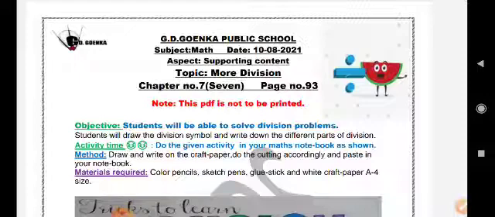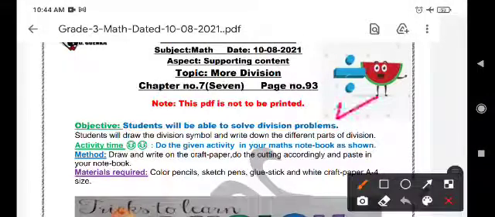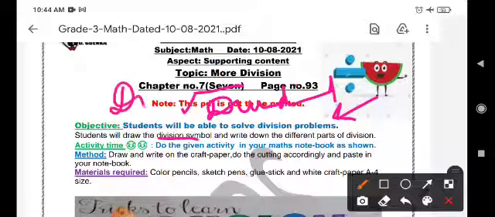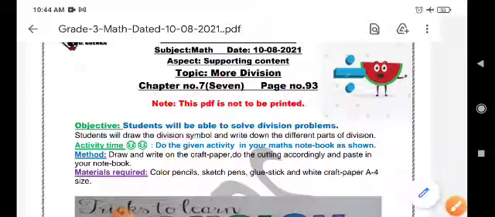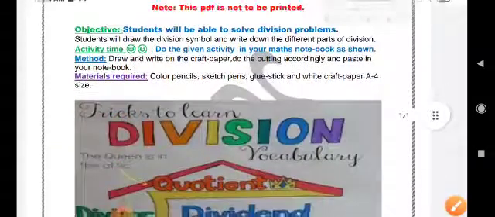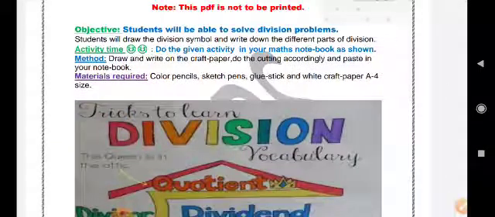Dear Goenkans, today the topic of our class is more division. That is chapter number 7 and you can find it on page number 93. With this activity, you will be able to solve the division problems and draw the division symbol, and write down the different parts of division, that is dividend, divisor and quotient. You have to do the given activity in your maths notebook as shown.